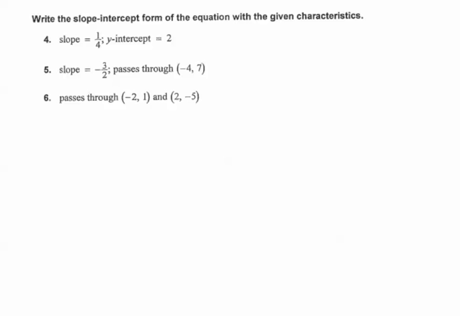Okay, on the final page of the review packet, we want to write the slope-intercept form of the equation that has the given characteristics. So with number 4, we have a slope and we have a y-intercept, and so very simply we want y is equal to 1/4 x, and then the y-intercept is 2, and that's all that we have to do for that. We're given all the information we need.